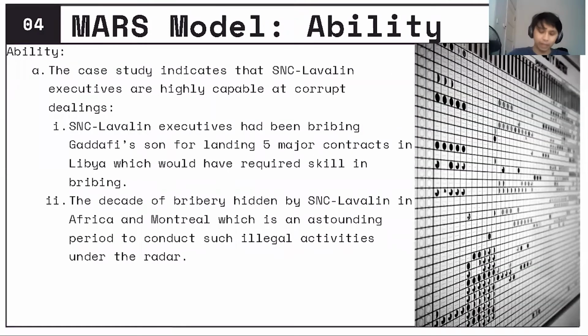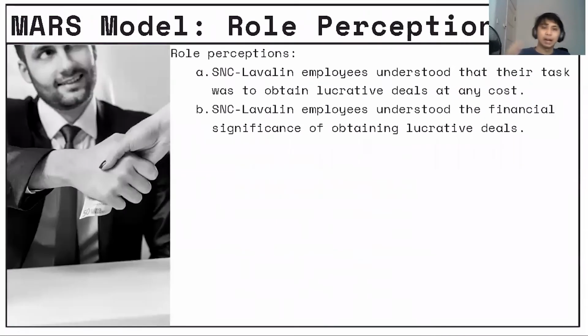The second part of it is the ability. In this specific case, the company shows very high capacity to commit these crimes, as they seem to be highly competent because they were extremely involved with Gaddafi's family, and there were decades of bribery within Africa that were hidden under the radar, which shows a high level of competency and hence a high level of ability by these companies.